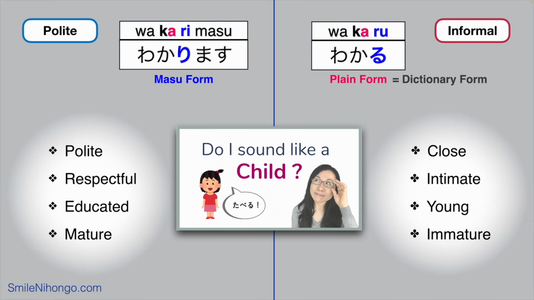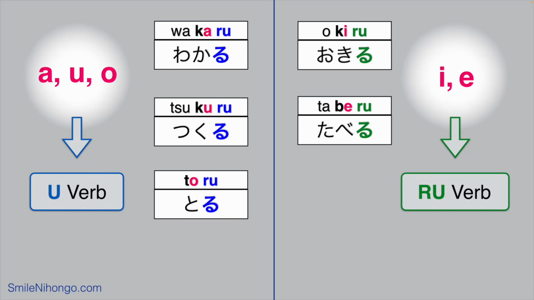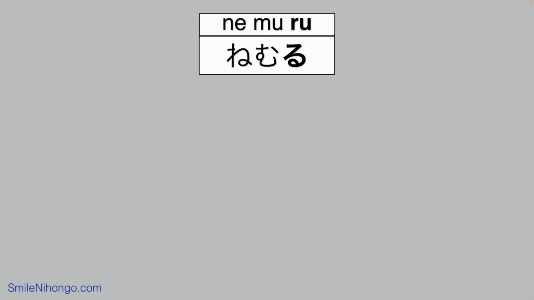Okay, let's do a drill to practice creating correct mas forms. Again, please pay attention to the sound before ru. Okay, let's begin. では、始めましょう。The first one.